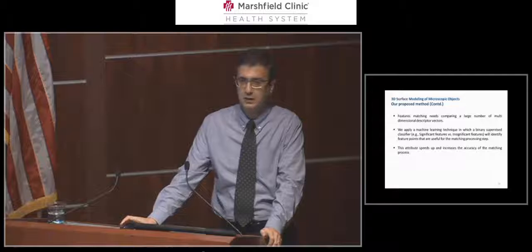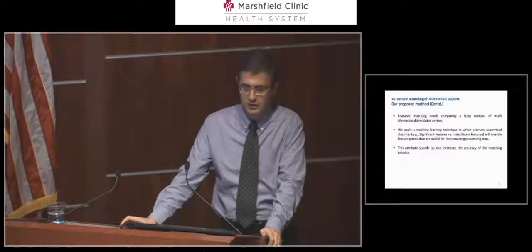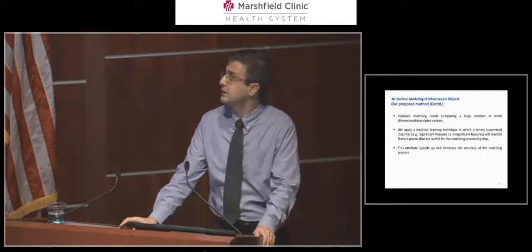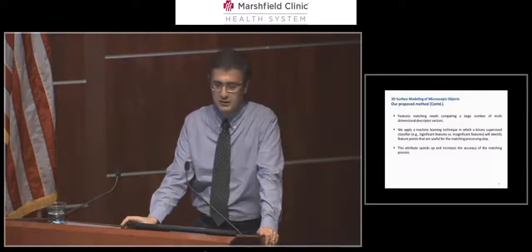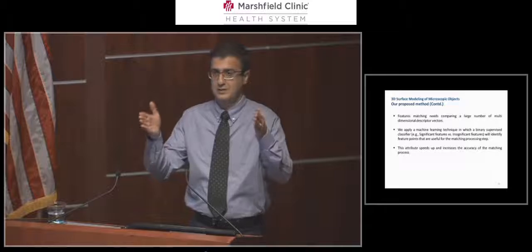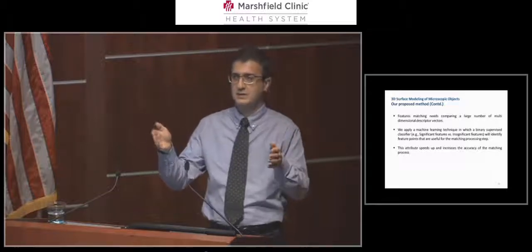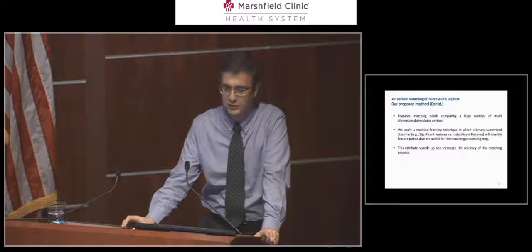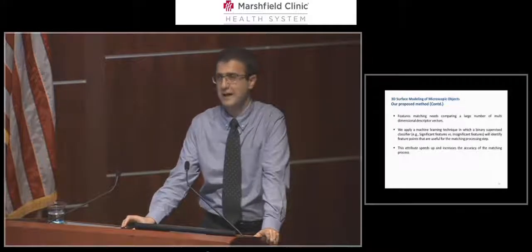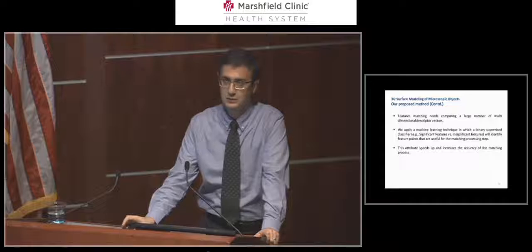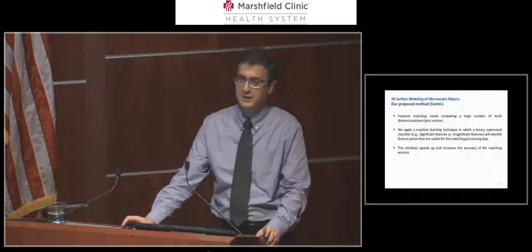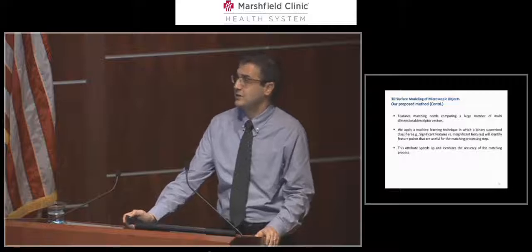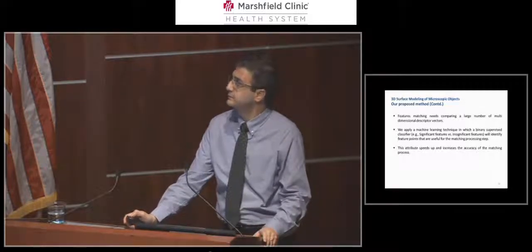Feature matching needs comparing a large number of multi-dimensional descriptor vectors. We apply a machine learning technique, a binary classifier, to distinguish significant versus insignificant feature points in images, which will identify feature points that are useful for the matching process. These attributes speed up and increase the accuracy of finding and discovering the matching points in the image set.